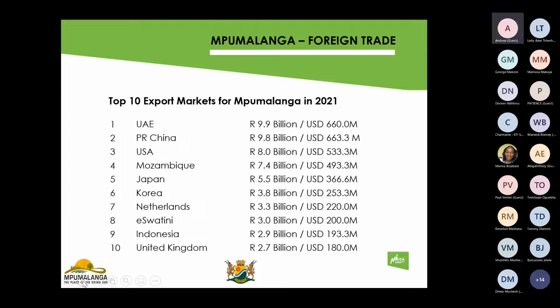Our top 10 export markets in Mpumalanga last year were the UAE and PR China. The USA is number three. Then our natural trading partner, Mozambique. And as you can see from our strong commodity base of export products, all the countries that are strong on the import of commodities are there: Japan, Korea, Netherlands, Swaziland, our neighbor, Indonesia, and the United Kingdom. Next slide, please.